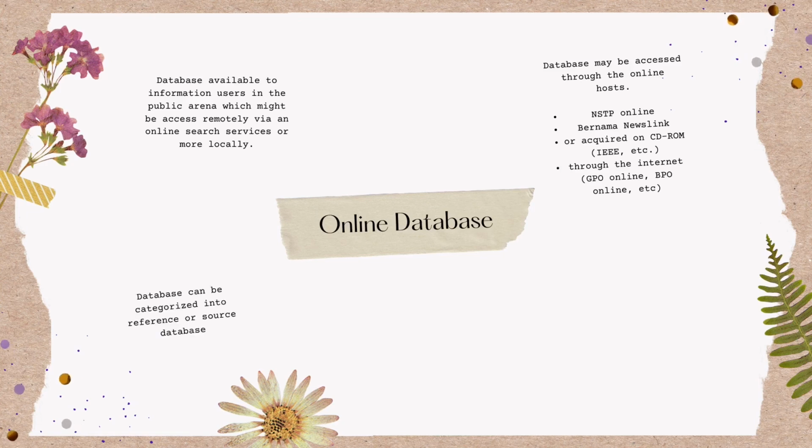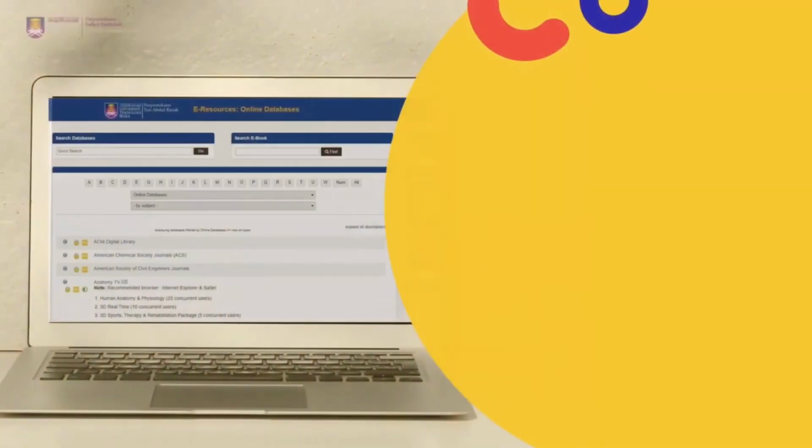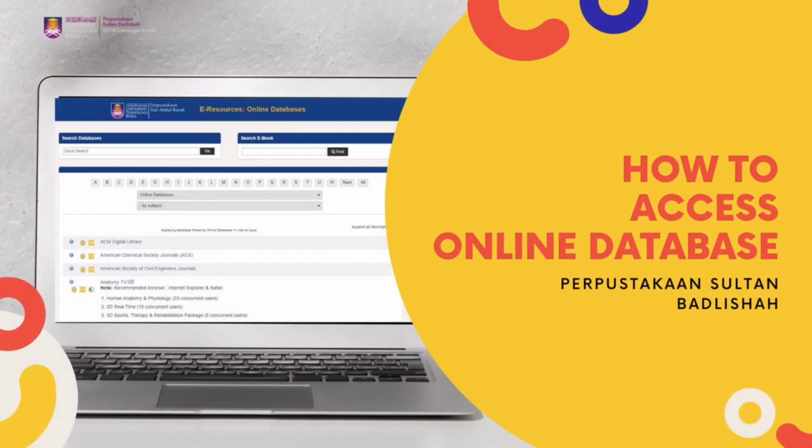The database can be categorized into source databases and reference databases. A reference database refers or points the user to another source such as a document, an organization, or an individual for additional information or for the full text of a document. Now, let me show you how to access the online database.